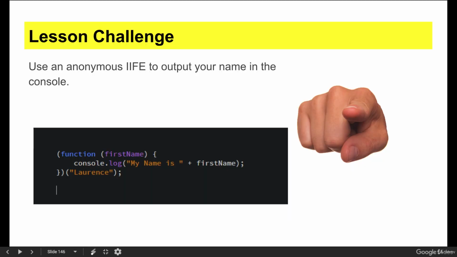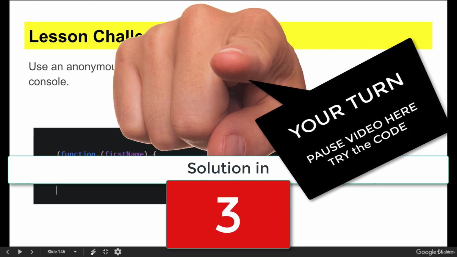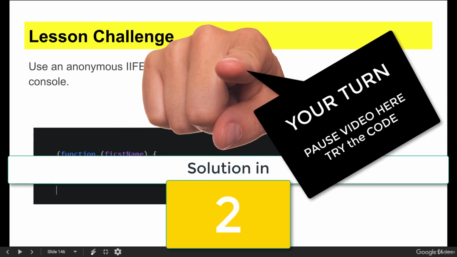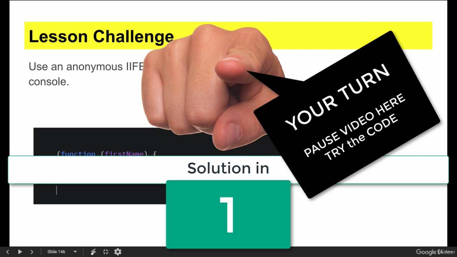There is a challenge for this lesson as well, and that's to output your name in the console using an immediately invoked function expression. And there's an example of the code that you can use in order to accomplish this. So go ahead and pause the video, and I'll walk you through the solution to this challenge as well as the other expressions that we just looked at.